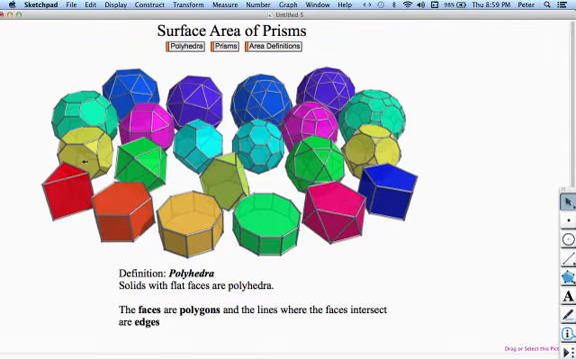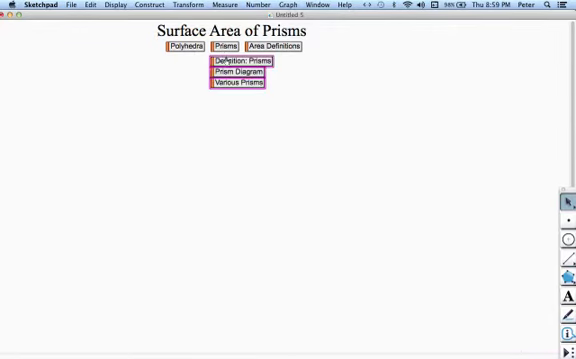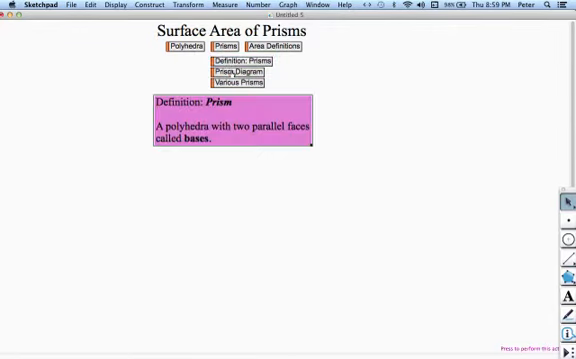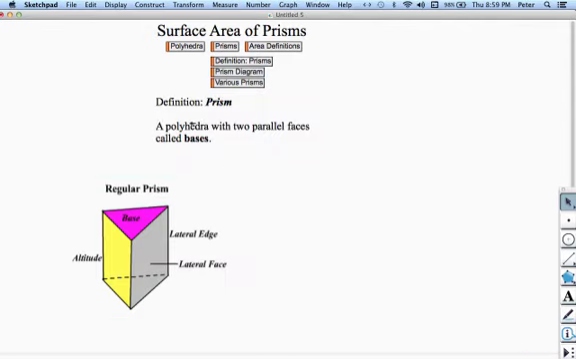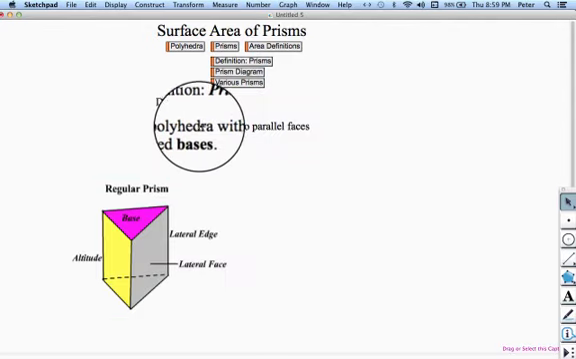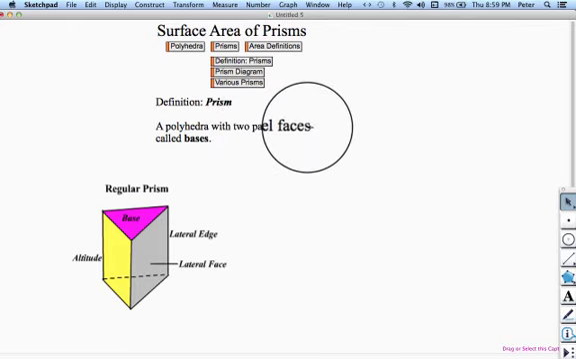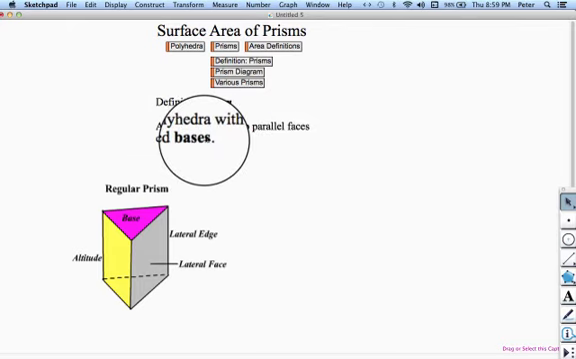Now as we move to the front of the solids pictured, you can see that some of them have sharper corners. And these are prisms. Prisms are special kinds of polyhedra. A prism is a polyhedra with two parallel faces called bases.